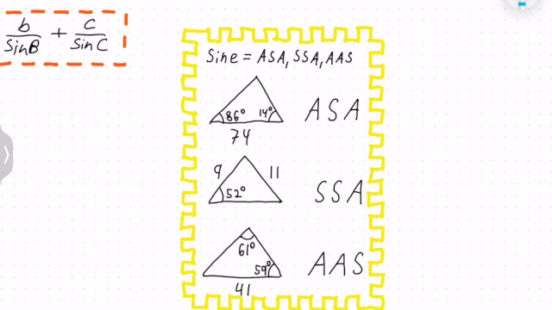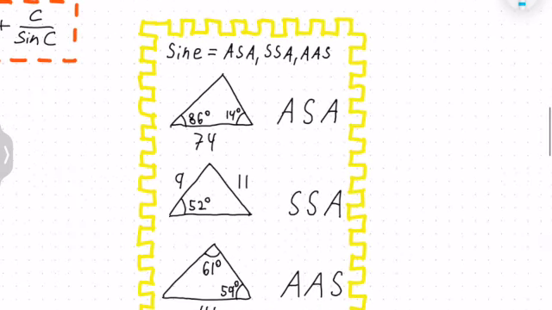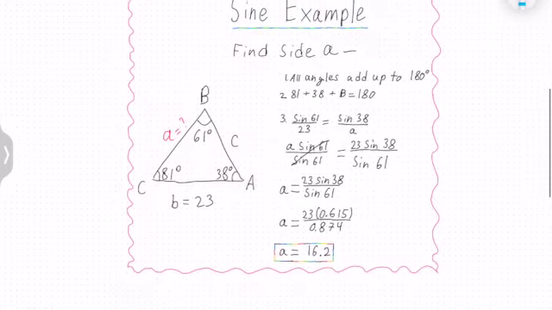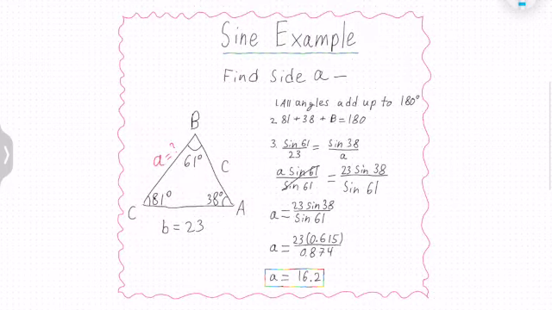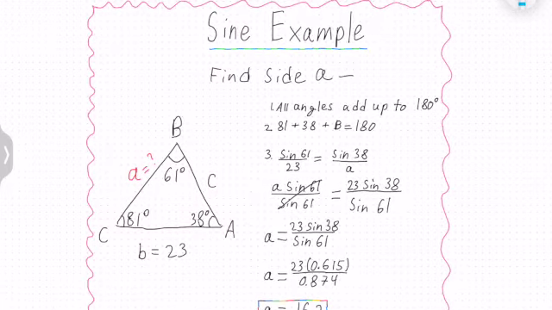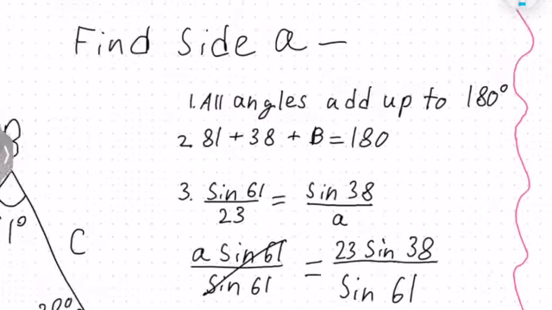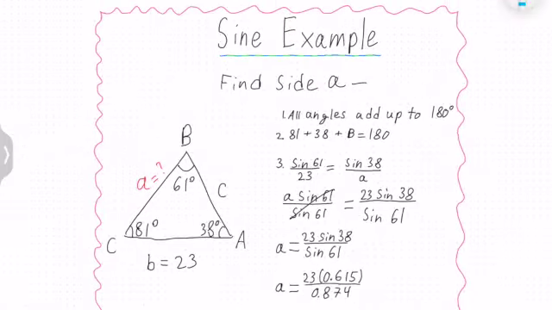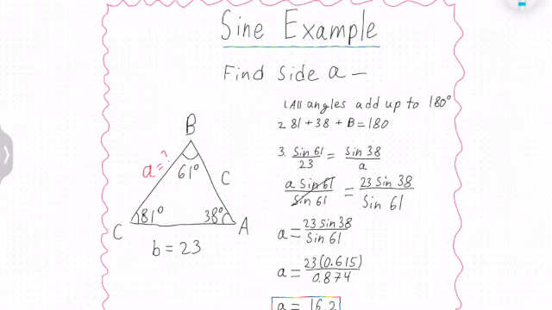How do we solve using the law of sine equation? Look at the example right here. We have angle C equals 81 degrees and angle A equals 38 degrees. We need to remember all inner angles of a triangle must sum up to 180 degrees. So with this information, we simply add 81 plus 38 plus B equals 180 degrees. What do we get after solving? We get angle B equals 61.